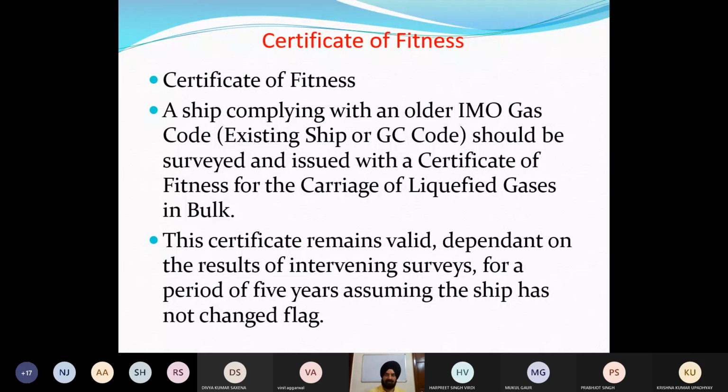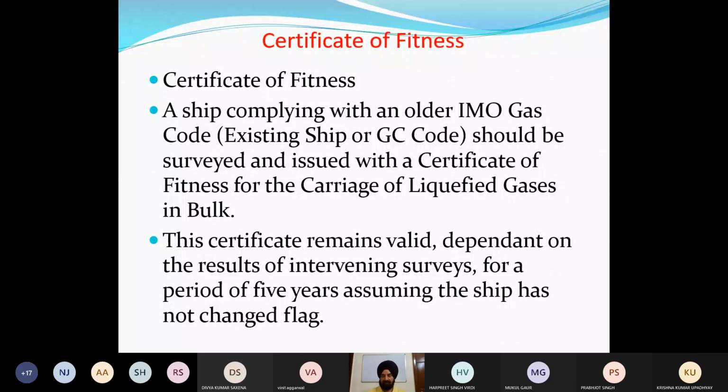So what is its purpose? The certificate of fitness comes again from a survey. A ship complying with an older IMO gas code should be surveyed and issued a certificate of fitness. There it is called simply Certificate of Fitness for Carriage of Liquefied Gases. That means it is complying with the existing ships GC code, and it remains valid, dependent on the results of intervening surveys, for a period of 5 years, assuming the ship has not changed flag.